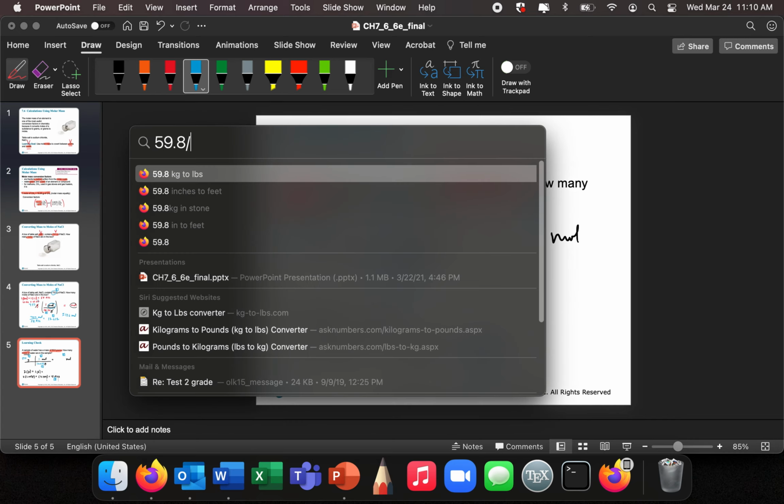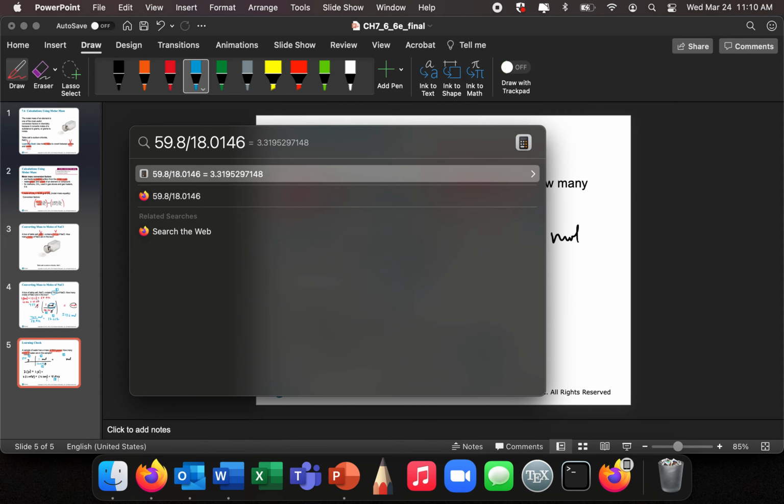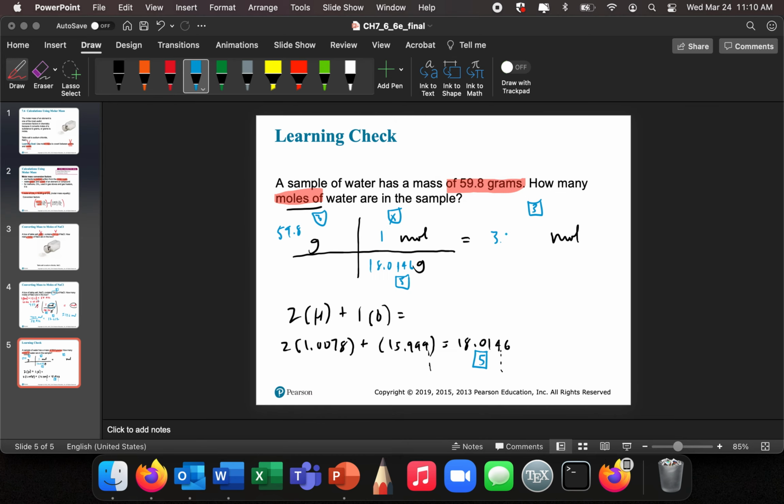59.8 divided by 18.0146 is equal to 3.3195. And I can only report 3 sig figs, so that's going to be my last digit. This is going to be reported as 3.32 moles. All right, so there we have it. Converting between mass and moles using molar mass.